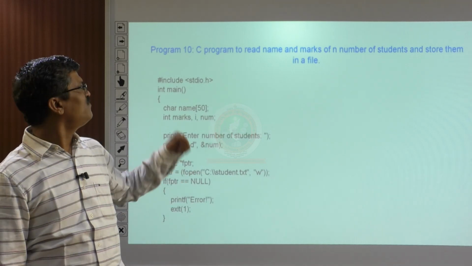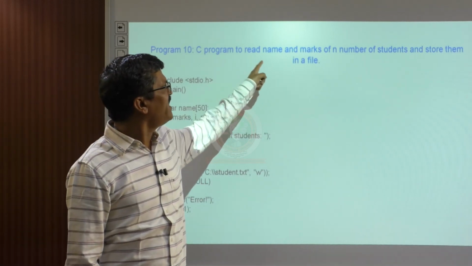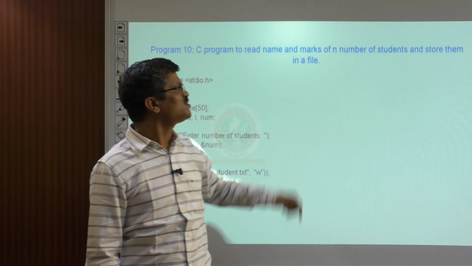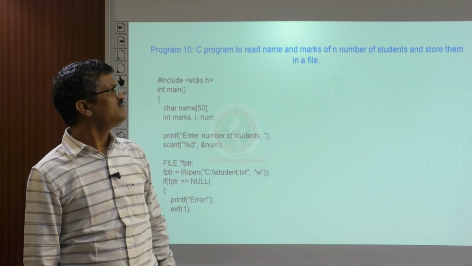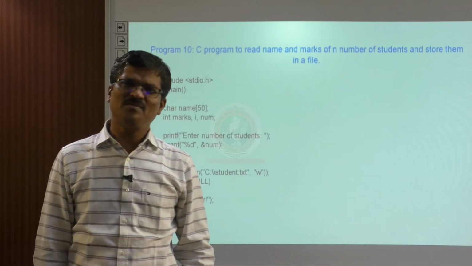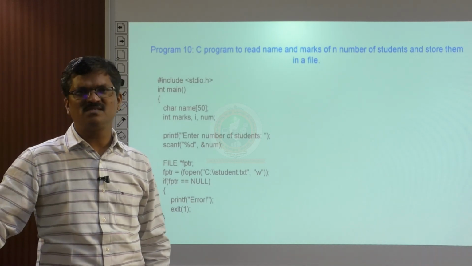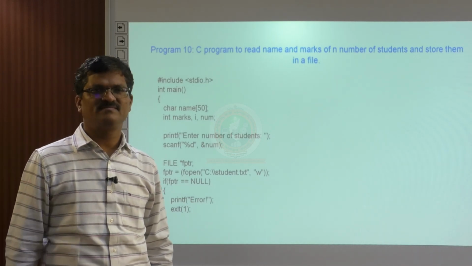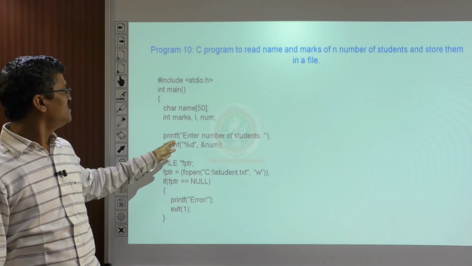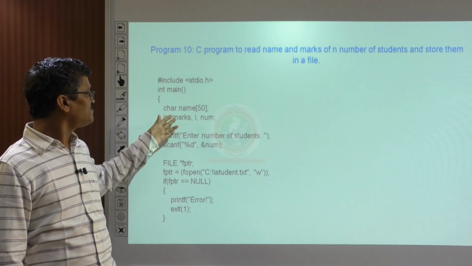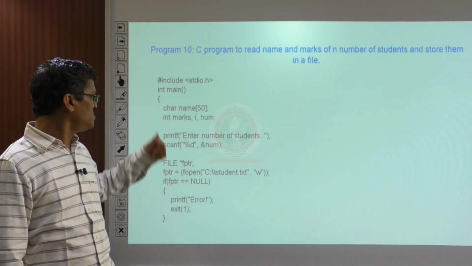this is another program, a C program to read the name and marks of n number of students and store them in a file. Read name and marks of n number of students and store them in a file, right. So, this is the declaration, right. You go through this.